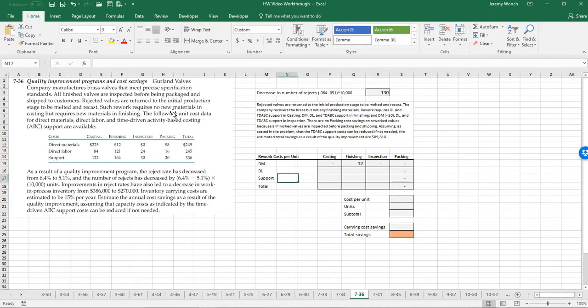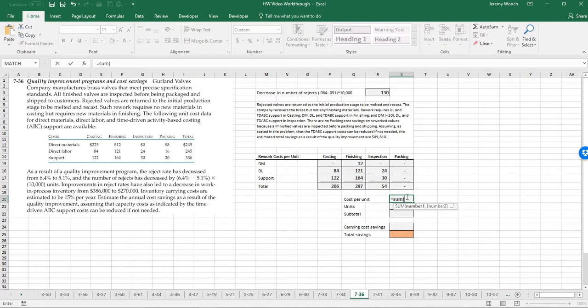But we do have direct labor and support cost, so we'll put those numbers in. Support cost, 122, 164, and 30. Let's just total those up. So we have a total cost per unit to rework of $557.